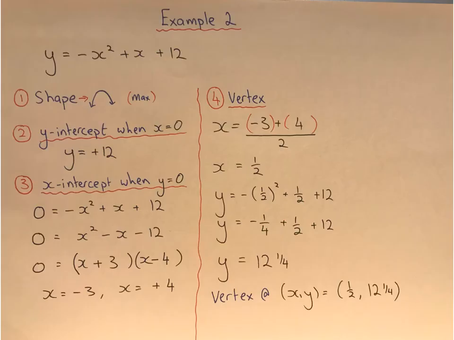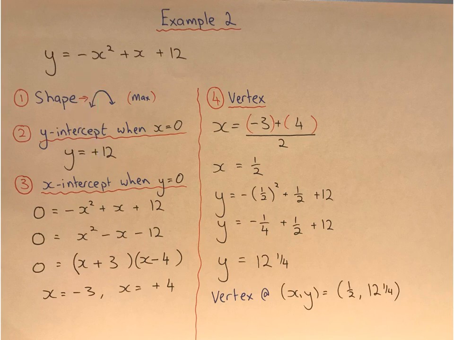Let's have a look at one more example. Here we have y equals -x squared plus x plus 12. So first of all, the shape. Here the parabola opens downwards because my value of a, the coefficient of my dominant term, is less than 1, giving us a maximum value here.